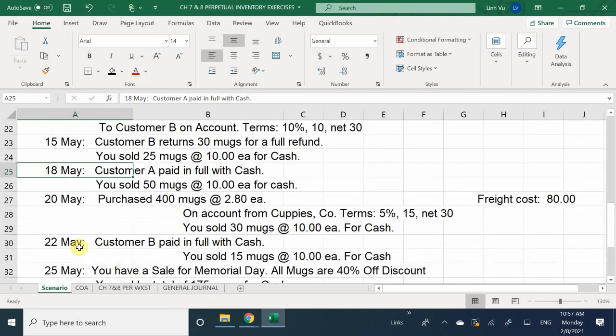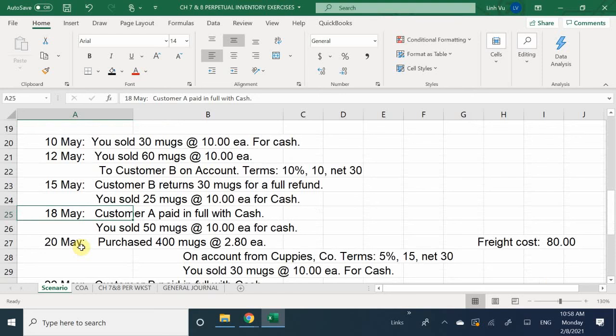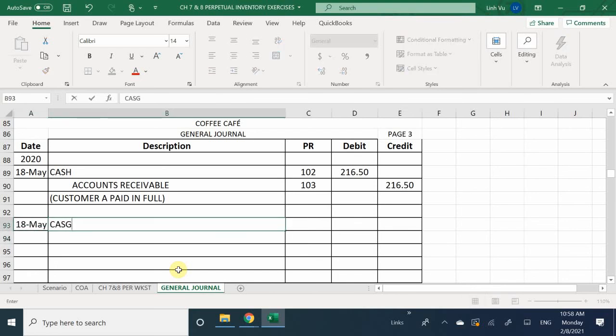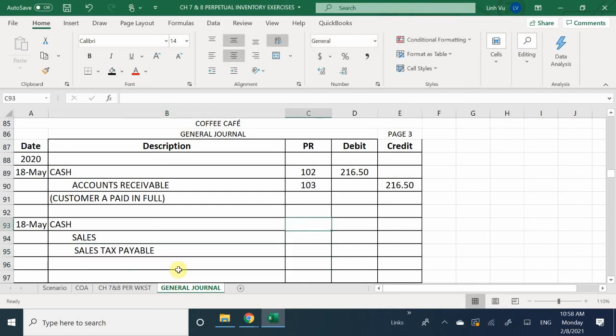Then let's finish up the 18th, and then we'll stop here and finish the rest up tomorrow. So on the 18th, what else happened? We sold 50 mugs at $10 for cash. So how am I going to journalize this? Debit cash. Yes. What else? Accounts receivable. Sales. Okay, sales, and then lastly, sales tax. Good. So again, cash is 102, sales is 401, and sales tax payable is 230.